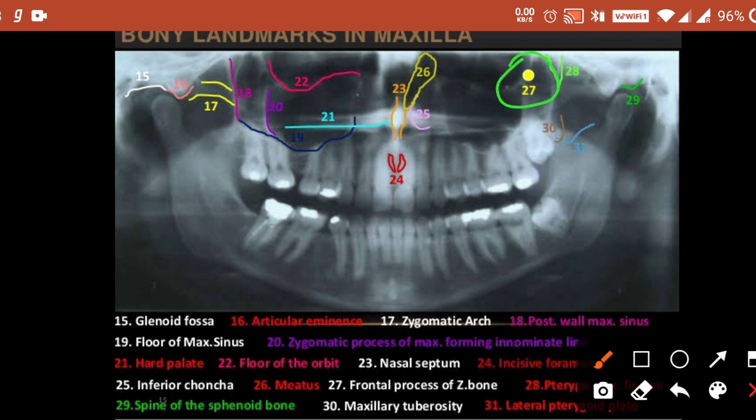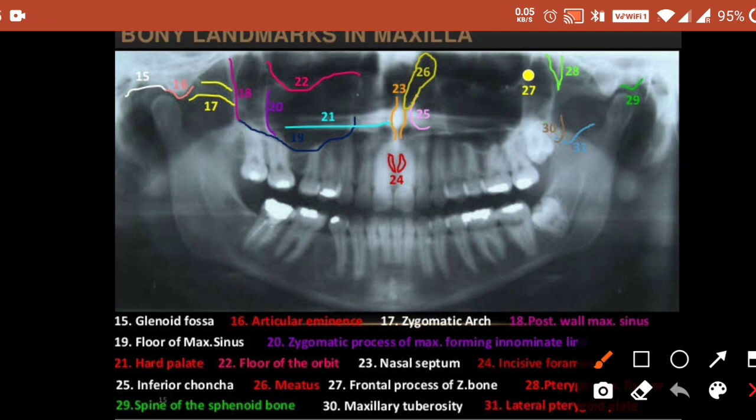Then somewhere here you can see the frontal process of the zygomatic bone. It might not be visible in all the radiographs, but when it is, you should be able to identify it. Then here is the pterygomaxillary fissure, a sharp triangular projection. Then somewhere here you can see the spine of the sphenoid bone, which is also a radiopaque structure. Behind your second molar, or third molar if present, you can see a radiopacity or a thickening of the bone, which is your maxillary tuberosity.